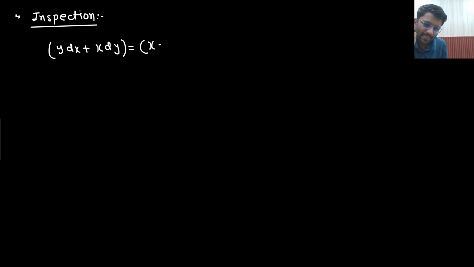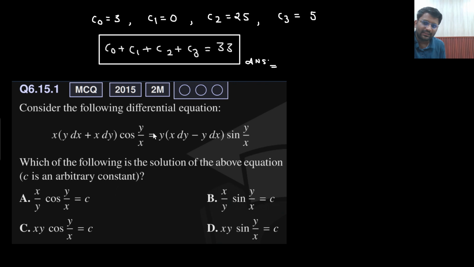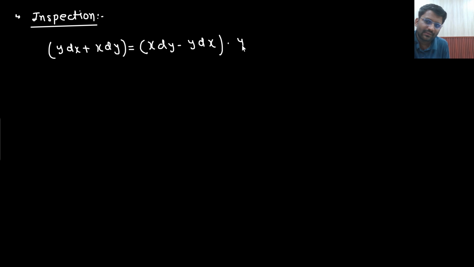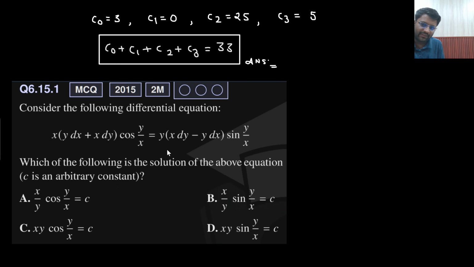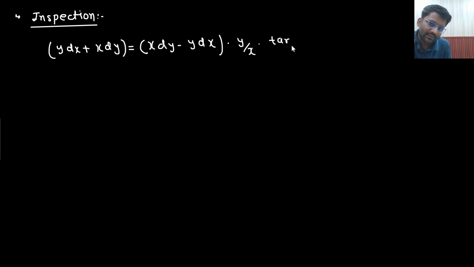x dy minus y dx. Multiply with this, which is your y divided with x, y by x. Now sin y by x divided with cos y by x, that will be tan y by x. Right? You understand this point? Now what to do? What do you think? What to do? This is your d of xy, right?